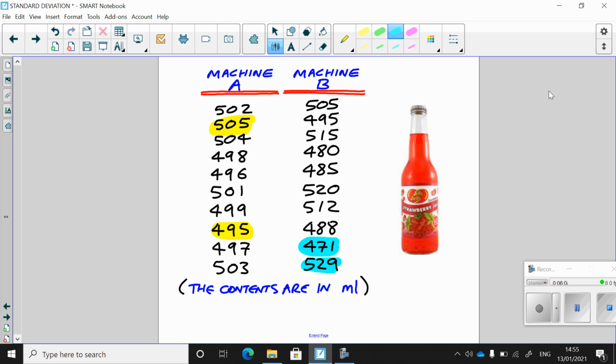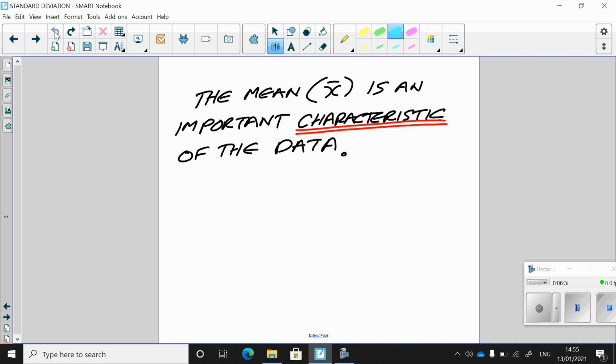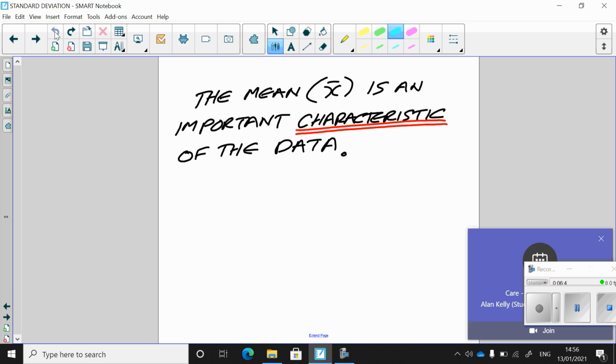529, well, that's 29 above, and 471, that's 29 below. So just using the range there, basically we looked at the biggest and smallest from each. So when we did that, hopefully you thought that machine A was working better. And what I'm putting here is they're closer to the mean, and that's what we want here, things to be closer to the mean. And the mean, or the arithmetic average, is a very important characteristic of the data. It's very, very important. Okay, right.